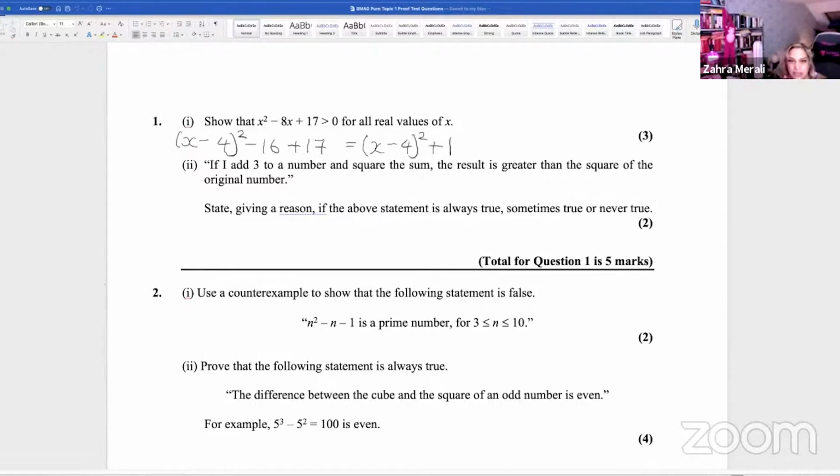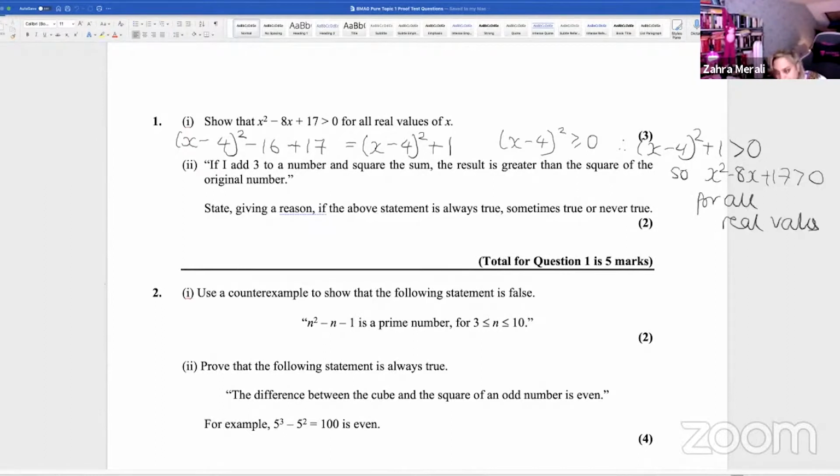And then we just need to make a comment. Now that's definitely going to be greater than 0. So you're going to say x minus 4 squared is greater than or equal to 0. Well, that's a fact because it's a square number. You don't need to say more than that. Therefore, x minus 4 squared plus 1 must be greater than 0. It's actually greater than 1. So x squared minus 8x plus 17 is greater than 0 for all real values of x.